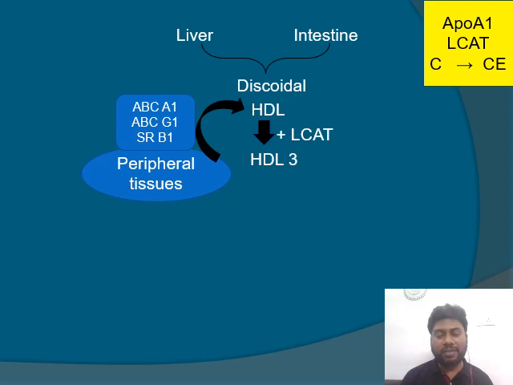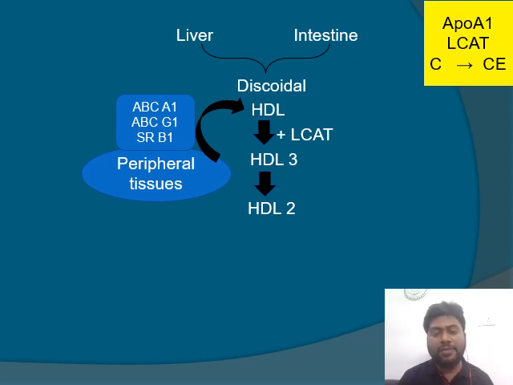This HDL3 again goes to the peripheral tissues, takes up further cholesterol esters, and is converted into a fully spherical HDL2 molecule. This fully spherical HDL2 cannot take up further cholesterol esters. The already loaded cholesterol esters, by feedback inhibition, inhibit the LCAT enzyme, so that further cholesterol cannot be stored within it.